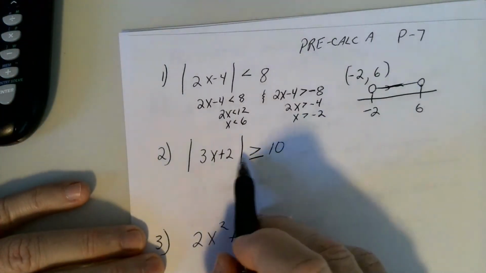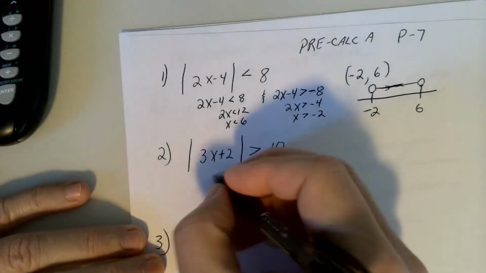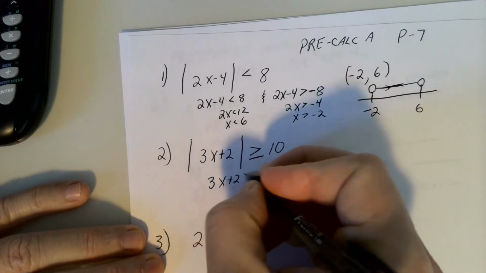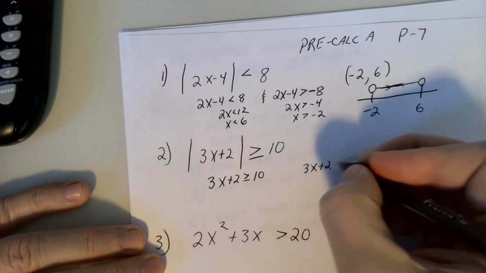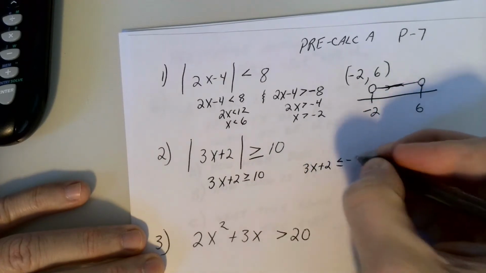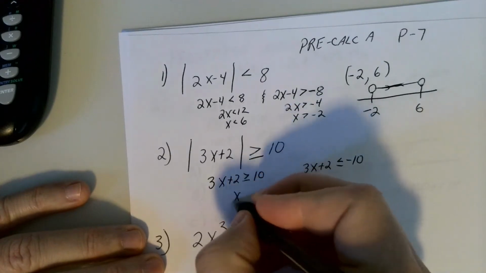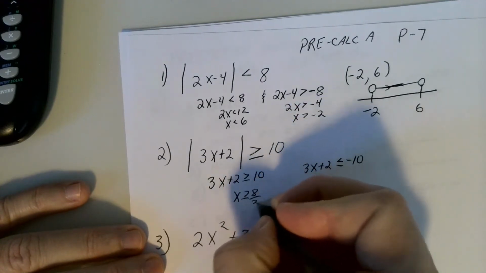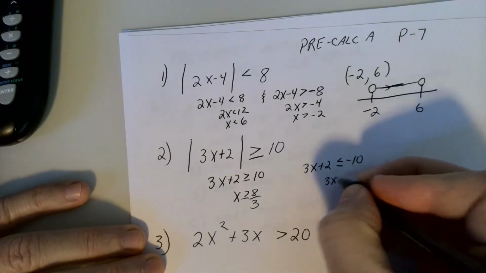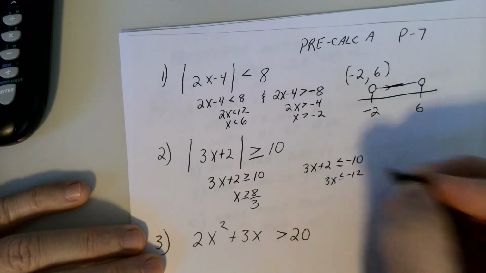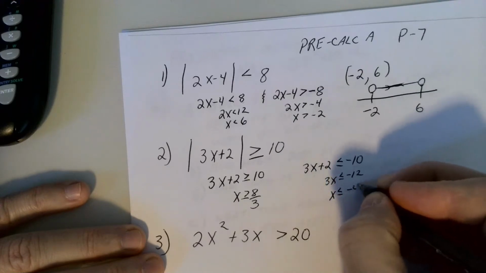So what happens when we have one of these things right here? So I got 3x plus 2 is greater than or equal to 10. So again, I write the original one, 3x plus 2 is greater than or equal to 10. And then I also write 3x plus 2 is less than or equal to -10. Move the 2 over there, I get 8. So I get x is greater than or equal to 8/3. And this one right over here, move the 2 over, I get -12. So 3x is less than or equal to -12. And divide by 3, and I get x is less than or equal to -4.